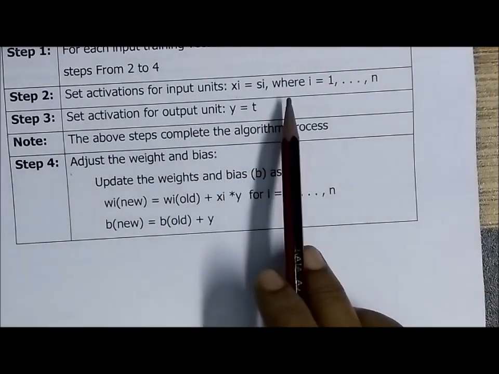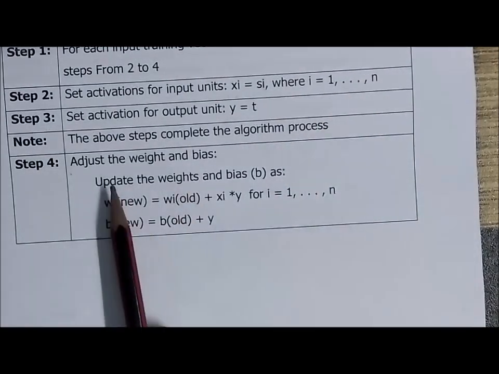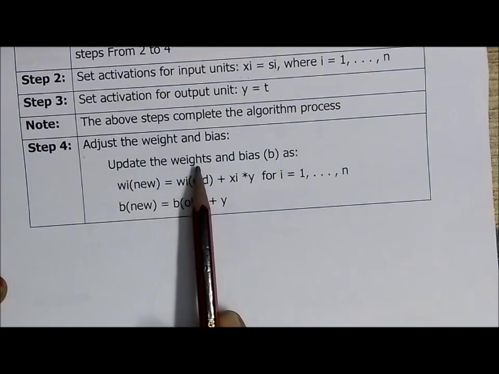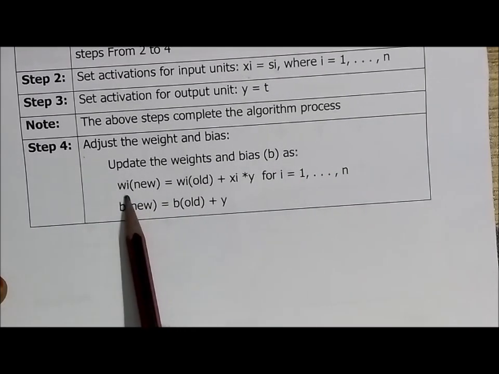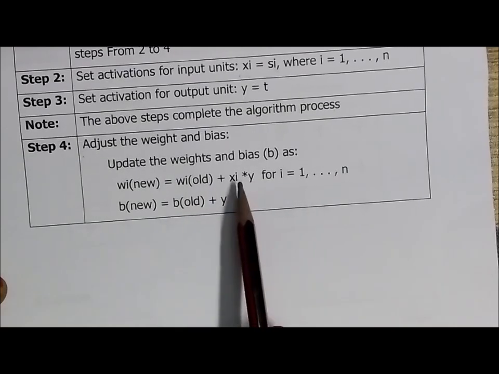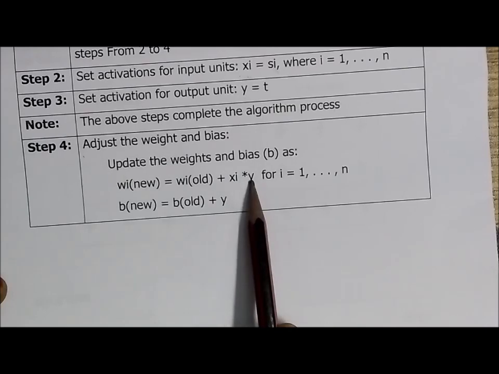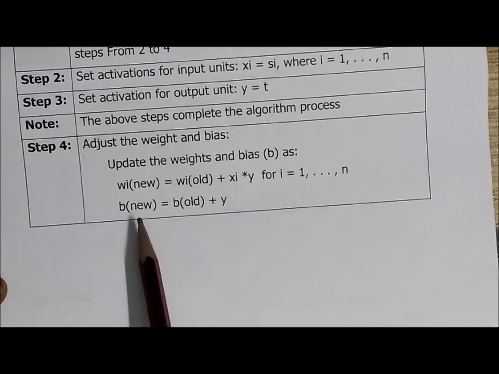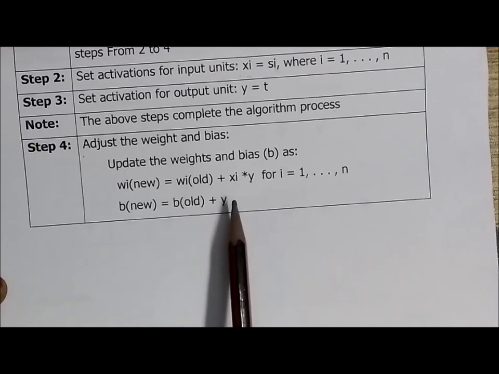When the output is not equal to the target output vector, then we have to adjust the weight and bias. So we have to update the weight and bias as Wi(new) = Wi(old) + xi y, where xi is the input vector and y is the output vector, for i = 1 to n, and we have to update the bias b. So new bias is equal to old bias plus y.